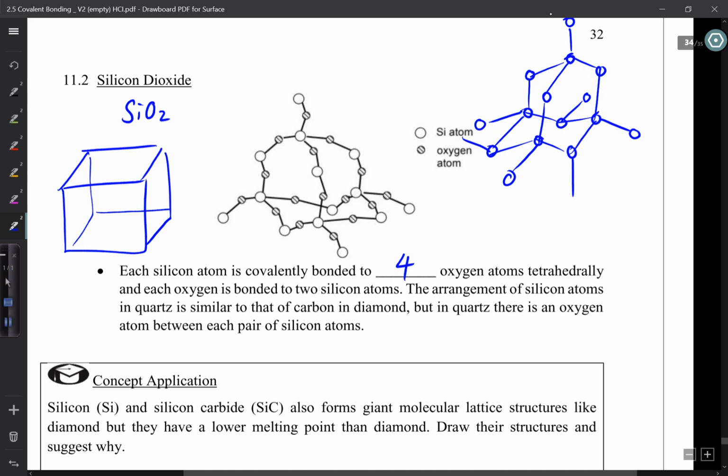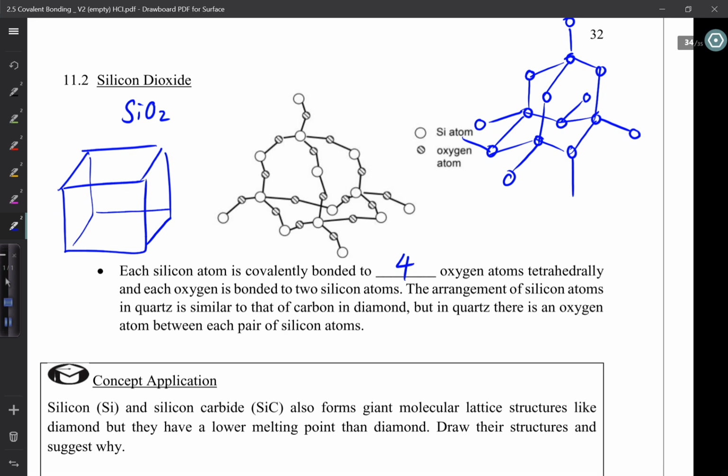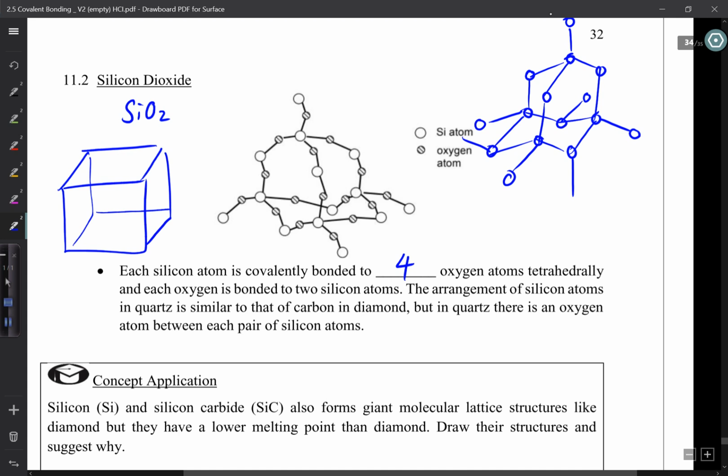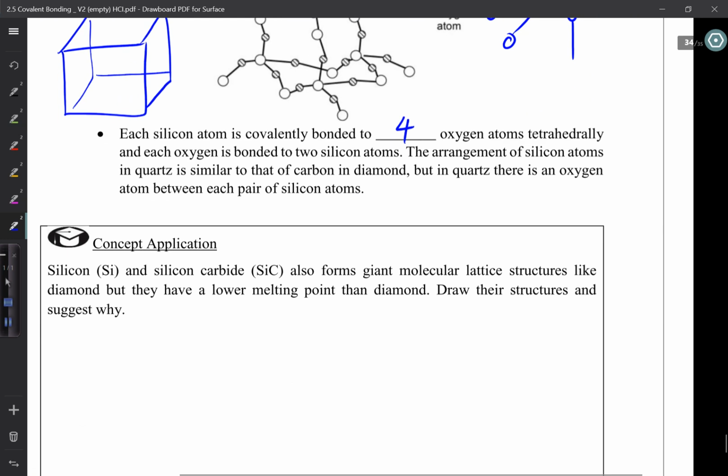How do you derive SiO2? Basically, it's derived in the same way as how you derive the formula of NaCl. You just draw a box and count how many silicon there are, how many oxygen there are. Alright? It is independent of how many oxygen is bonded to one silicon. So this magic number 4, alright, that's how they derive it. So each oxygen is bonded to 2 silicon atoms, and the arrangement of silicon atoms in quartz is similar to that of diamond. Alright, and I already taught you how to interconvert.